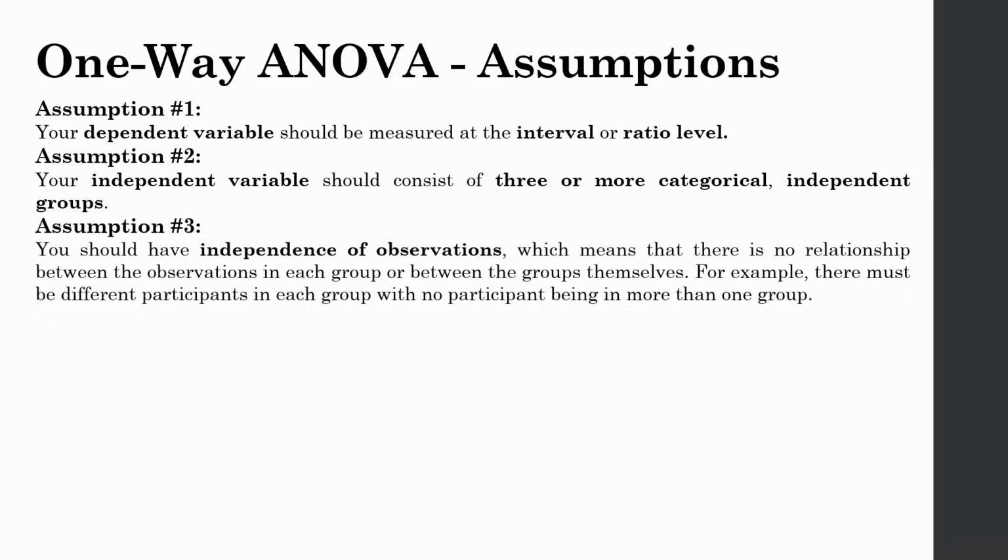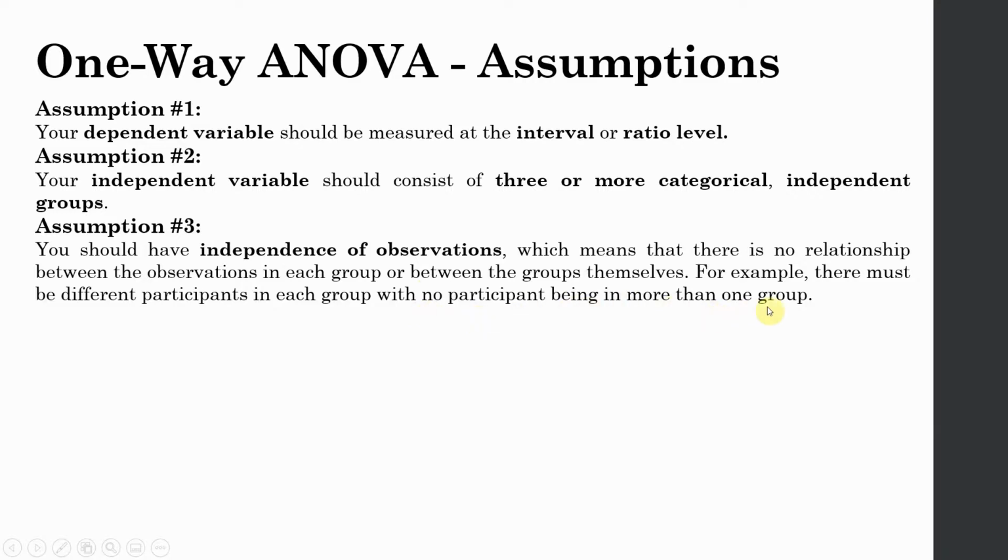In this case, we've got junior, middle and senior. Assumption number 3, you should have independence of observation, which means there is no relationship between the observations in each group or between the groups themselves. For example, there must be different participants in each group with no participants being in more than one group.